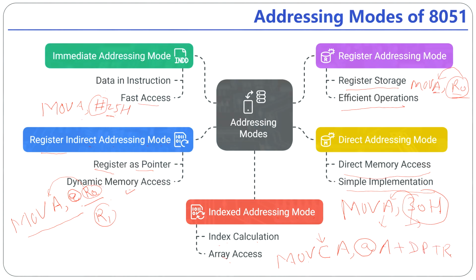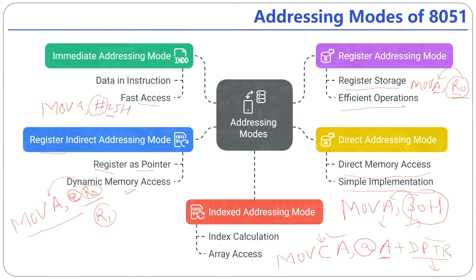DPTR. This is the 16-bit register we have already seen in the previous lectures, and this one, A, is the 8-bit register. We can define some memory location and add to it using A to find the data. We can use it as a lookup table, and for array access we use this indexed addressing mode. Remember, these are the instructions we have already seen.